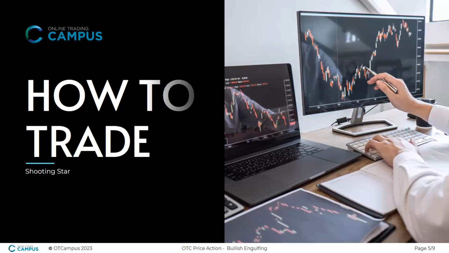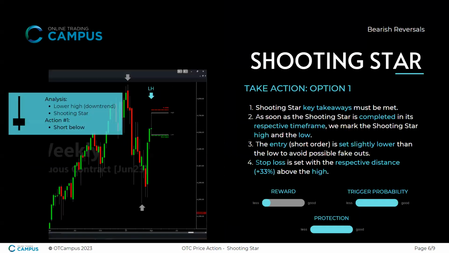Let's go to another slide. And here now I will show you how to trade the shooting star, how to short the first bearish reversal together. Let's go into option number 1. Option number 1 is short below. We're in the lower high, and a downtrend means a high, a low. We create a lower high and maybe an anticipatory downtrend, a new lower low. We created a shooting star that's analyzed here, perfect at the top, and action number 1 is short below.